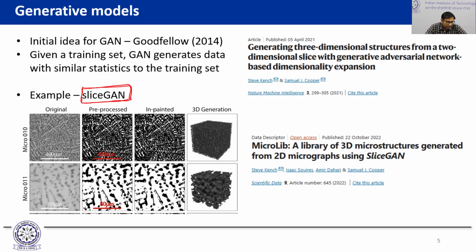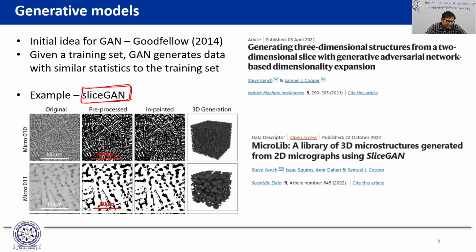If you apply it to microstructures, what you do is start with your original image. You do a little bit of pre-processing in terms of thresholding the image and so on. You may have to do a little bit of in-painting after the thresholding is done. In-painting means you will end up with some missing pixels which you will have to paint in or substitute, and then you can do a 3D generation. Basically, this type of model allows you to start with a 2D image and helps you create a 3D image.